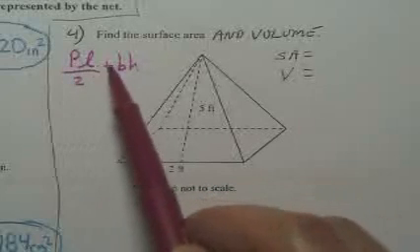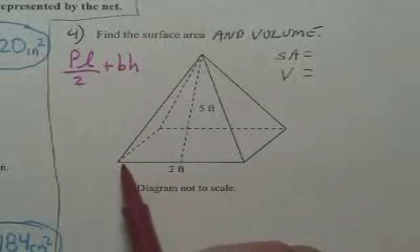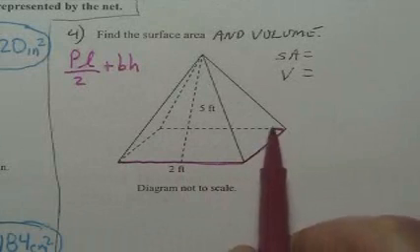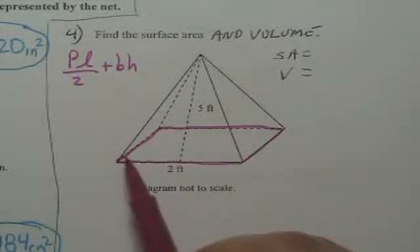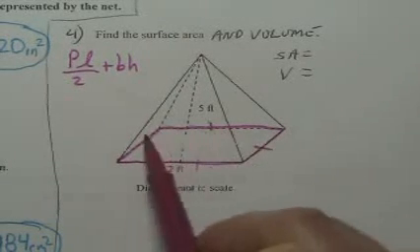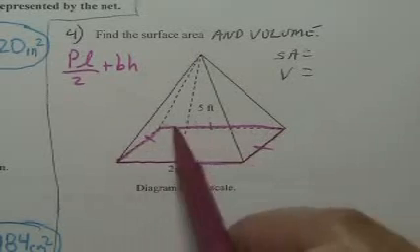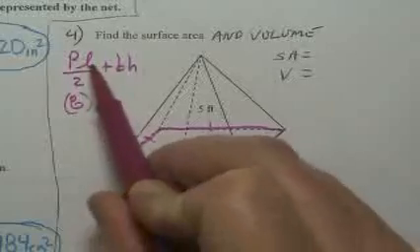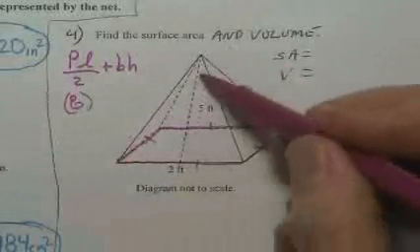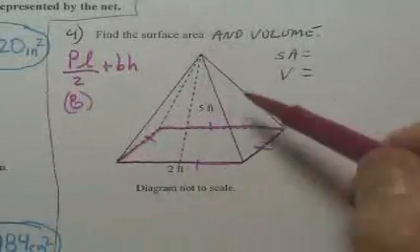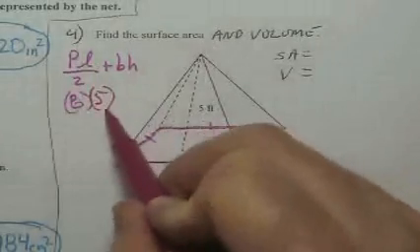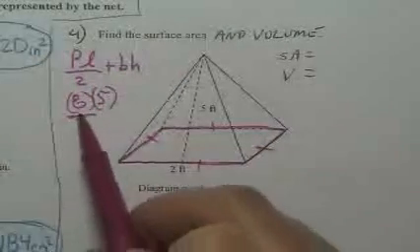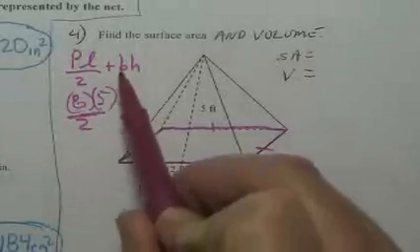Number 4, find the surface area and volume. This is a formula for surface area. P is perimeter. That's going all the way around. And it's not notated on here, but really this is 2 by 2 by 2. So 2, 4, 6, 8. 8 is the perimeter. The slant height is going up here. That's 5 feet. And that's divided by 2 plus base times height.